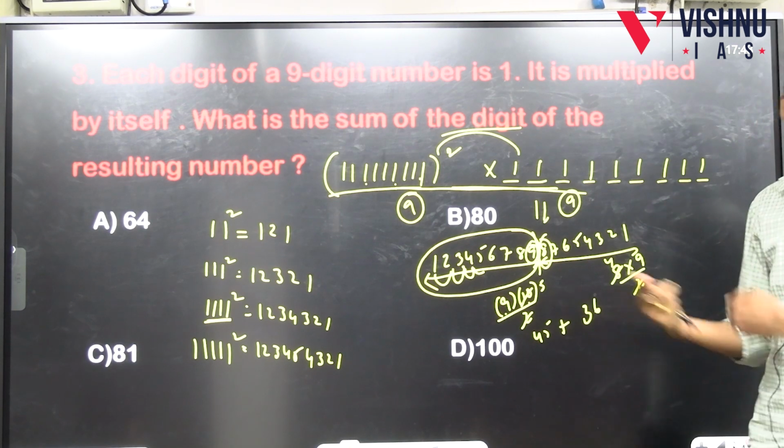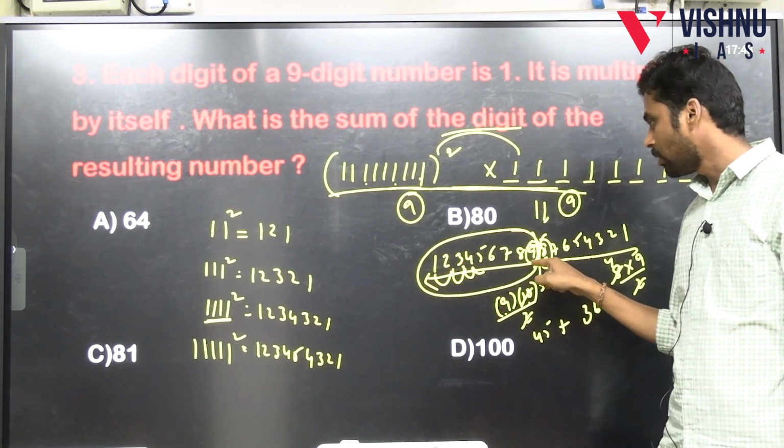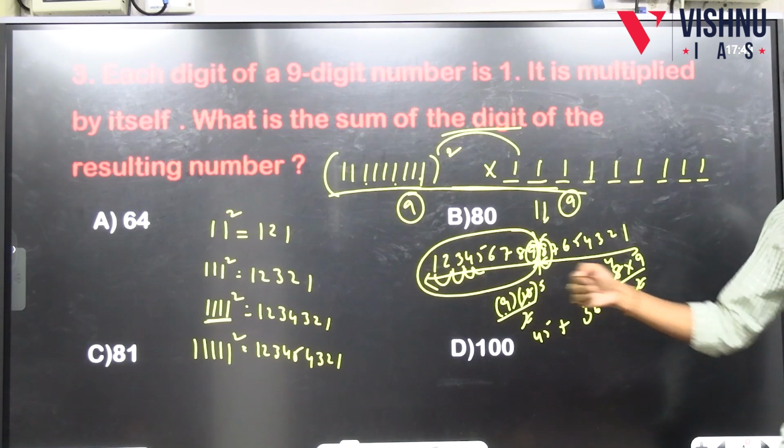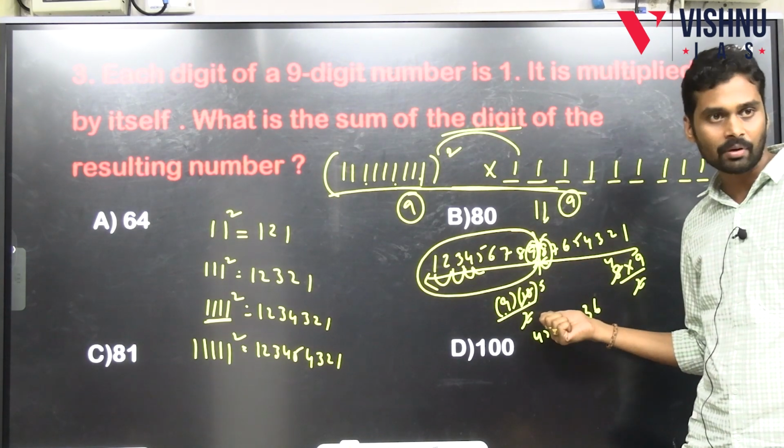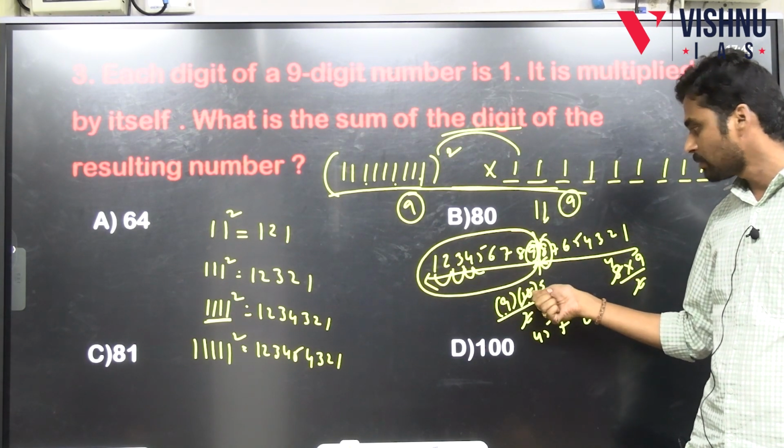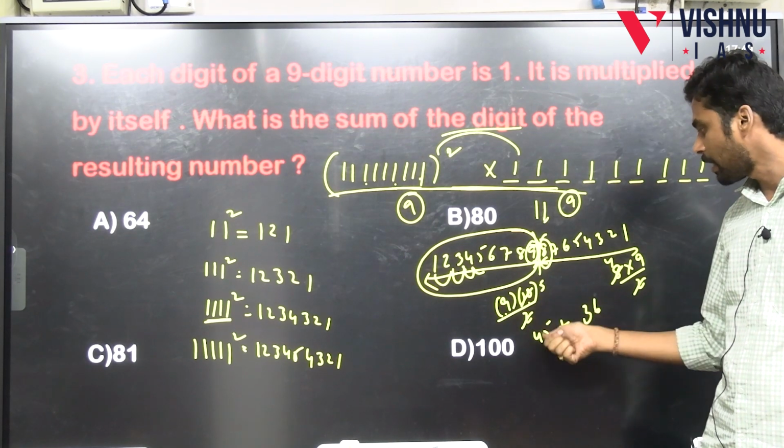It will be very easy to get the answer, right? 1 to 9, all the numbers are in consecutive order from 1 to 9. Apply the n into n plus 1 by 2. So 9 into 9 plus 1 is 10, divided by 2. So 2 5 is the 5 into 9 is what?